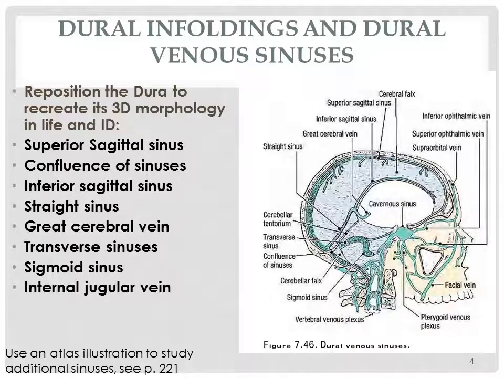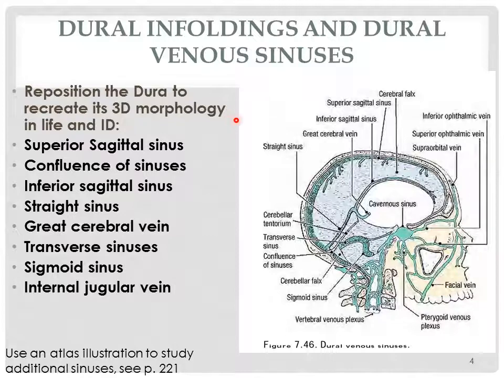Now let's turn our attention to the dural infoldings and dural venous sinuses. Let's remember that we have two layers of dura that will separate in several locations. This is where the dural venous sinuses are formed. And the function of the dural sinuses is to collect venous blood from the brain and conduct it out of the cranial cavity. First of all, let's try to recreate and reposition the dura so that we can see what it would actually look like in real life, so we get a little better picture of its 3D morphology.